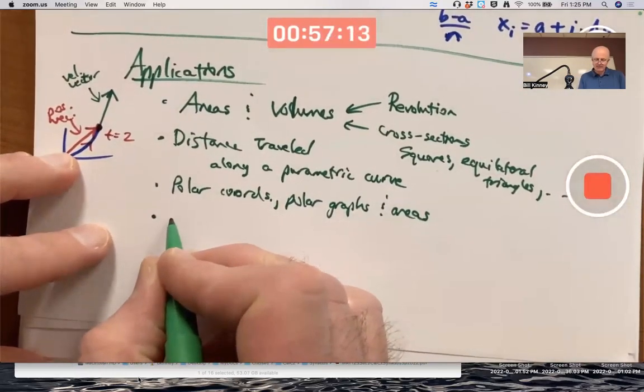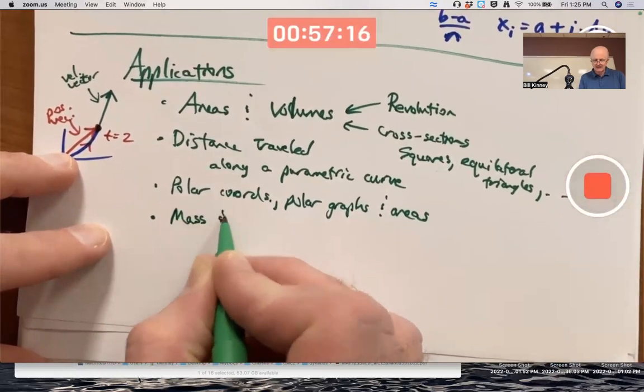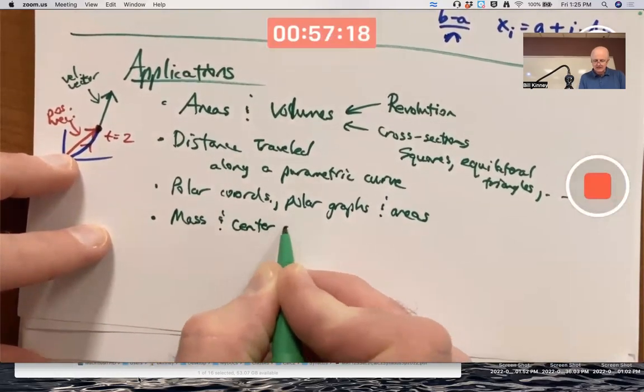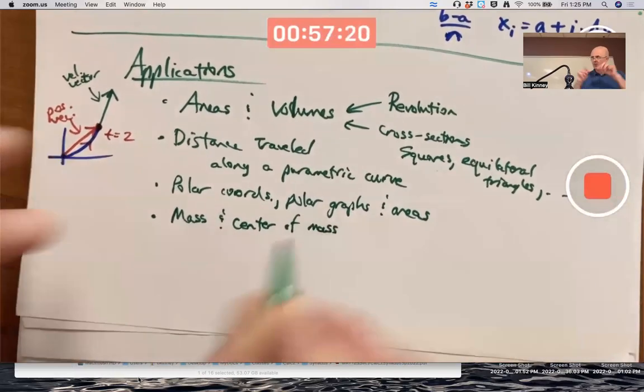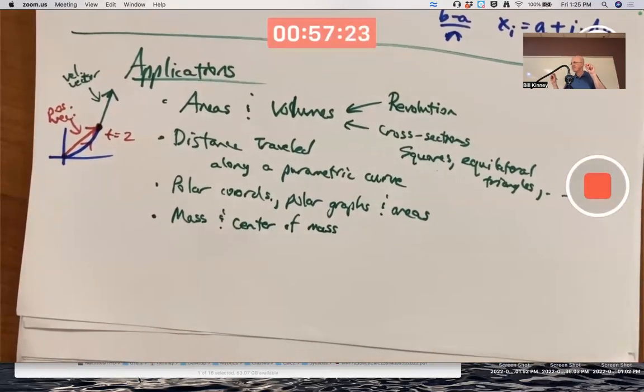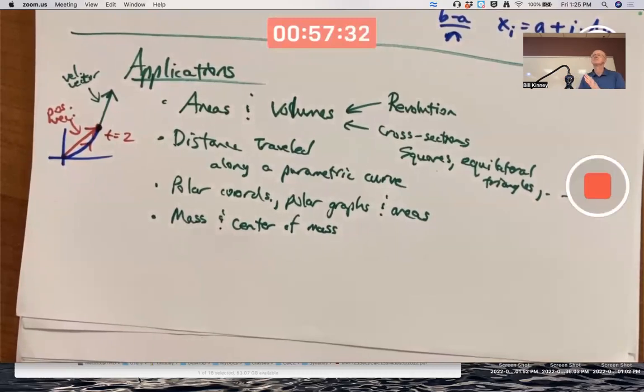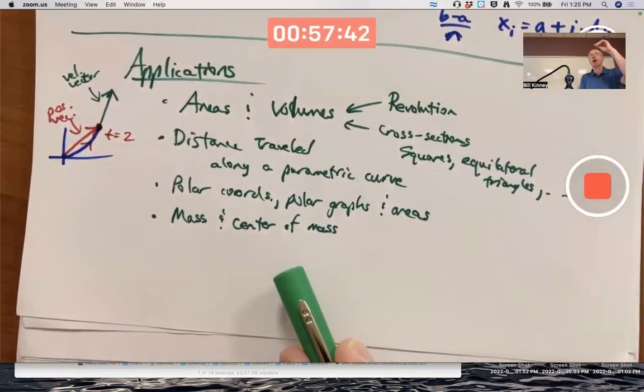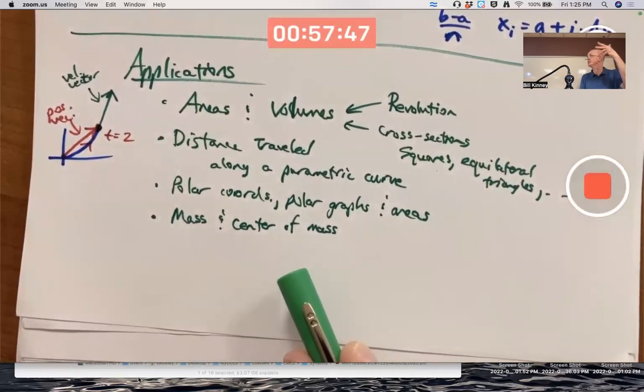Then we got into more physics applications, mass and center of mass. Simplest situation is with a thin rod. More complicated situation was when you got like a two-dimensional thin plate. You got to think about cross sections, say perpendicular to the x-axis. And the center of mass ends up being a ratio of two integrals. The bottom one giving you the mass, the top one giving you something called the moment.